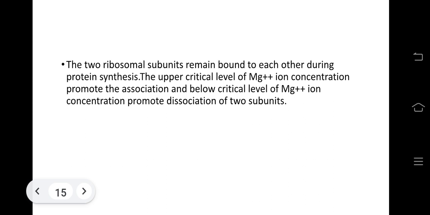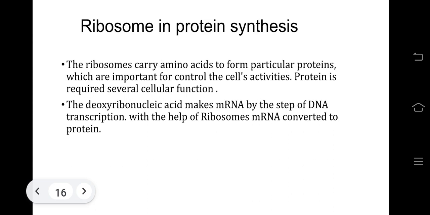The two ribosomal subunits remain bound to each other during protein synthesis. The upper critical level of Mg++ ion concentration promotes the association, and below the critical level of Mg++ ion concentration promotes dissociation of the two subunits. Ribosome in protein synthesis. The ribosome carries amino acids to form particular proteins which are important to control the cell's activities. Protein is required for several cellular functions. The deoxyribonucleic acid makes mRNA by the step of DNA transcription. With the help of ribosomes, mRNA is converted to protein.